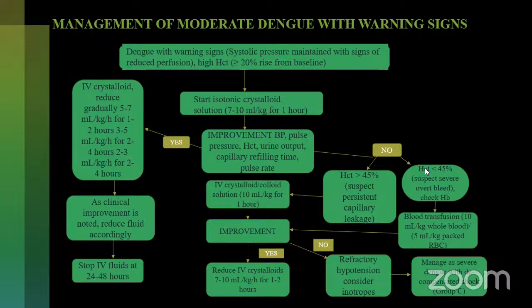In case the hematocrit here remains less than 45%, we need to suspect any severe overt bleeding. So we need to check the hemoglobin and prepare for blood transfusion. So patients who remain to have refractory hypotension, we need to consider inotropes at this point, and also we have to manage them as severe dengue with the decompensated shock.